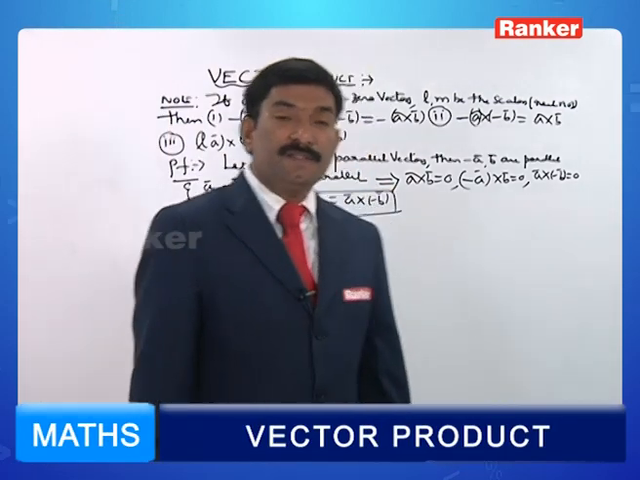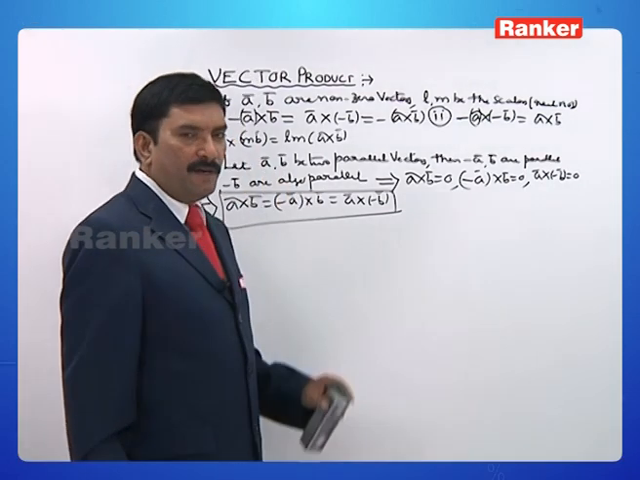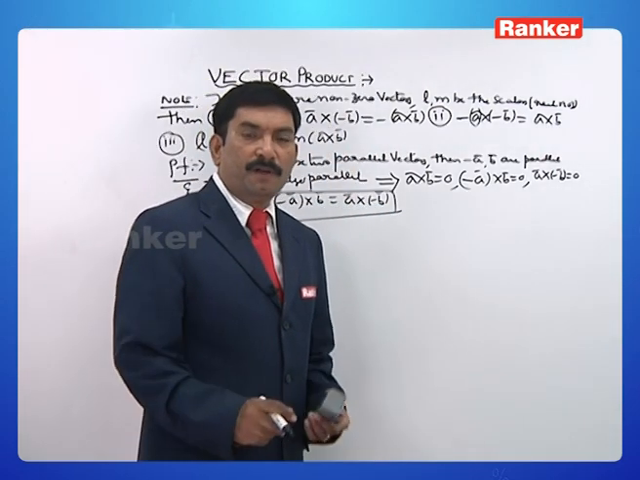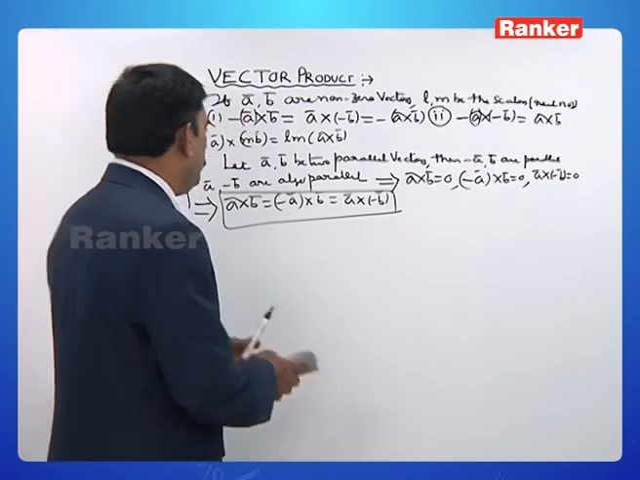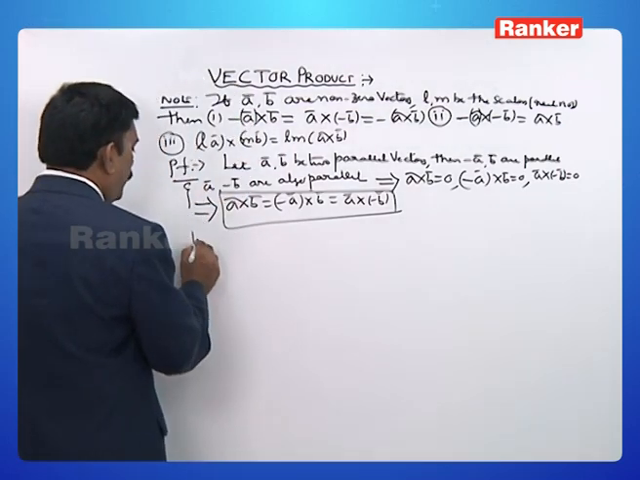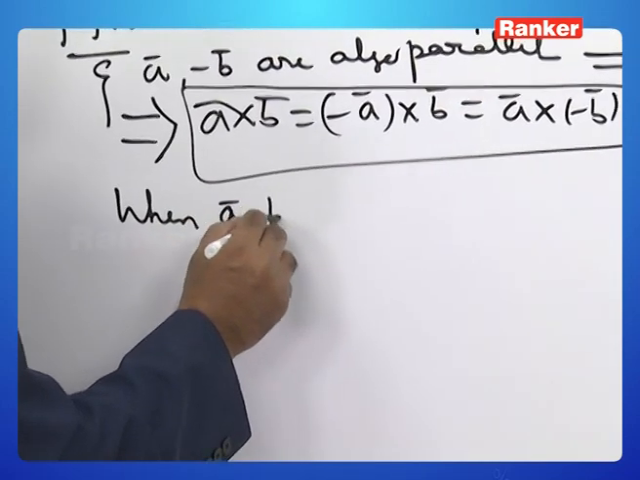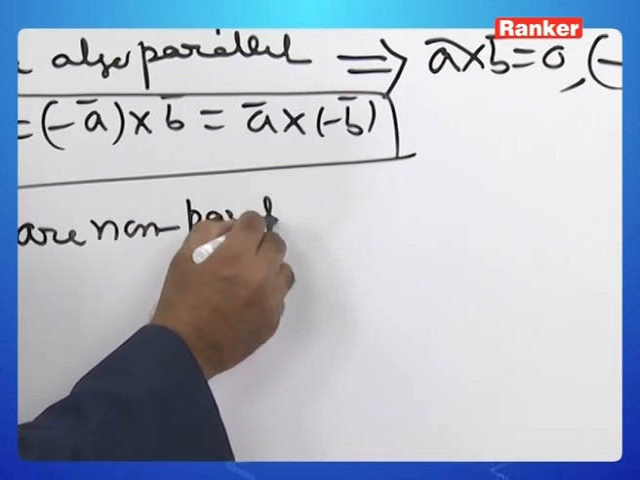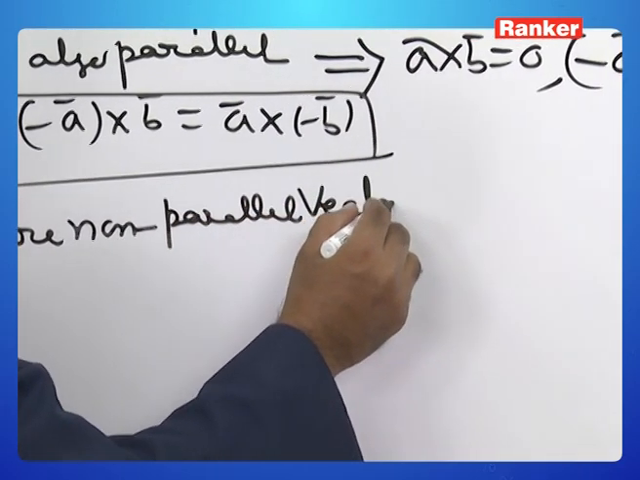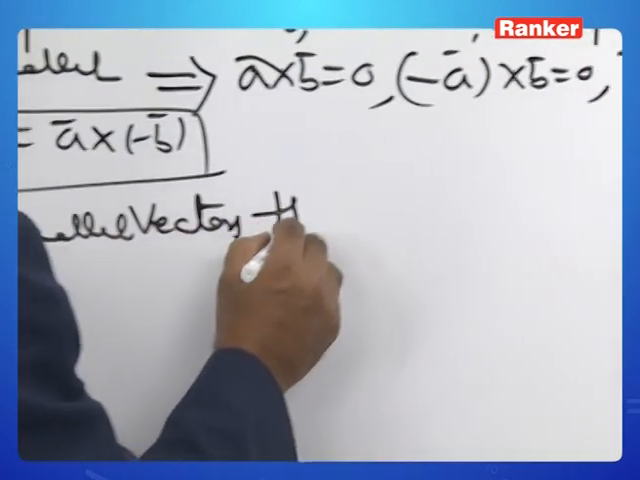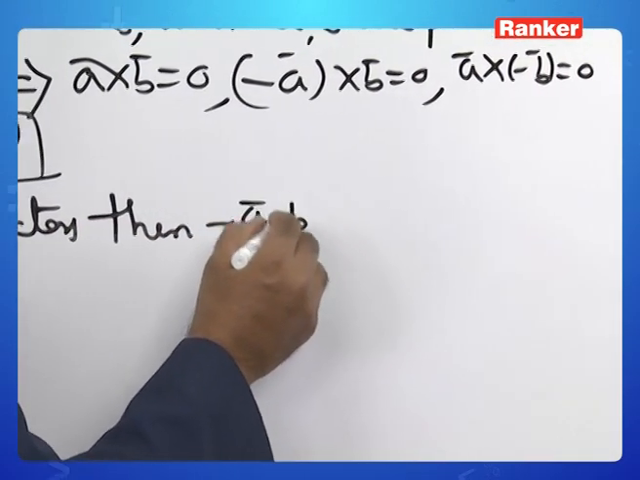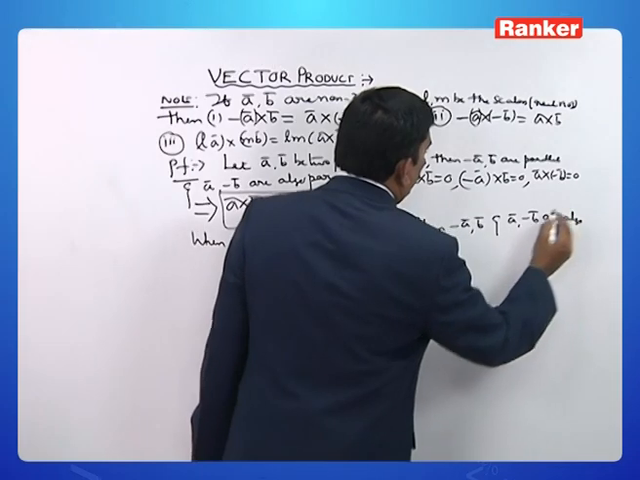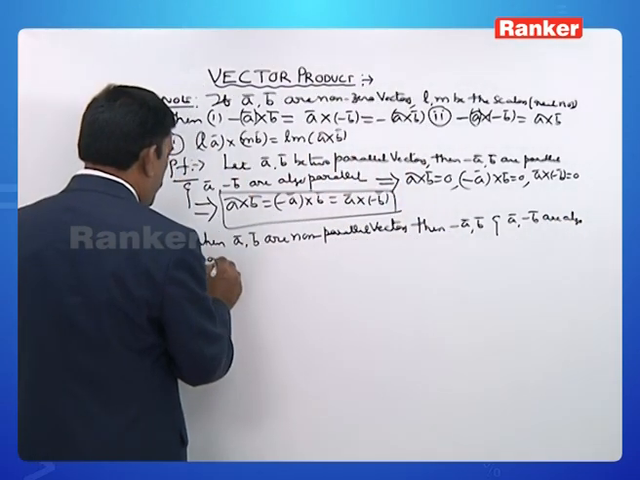We have proved this condition. Followed? Let us see what happens when A bar and B bar are non-parallel vectors. When A bar, B bar are non-parallel vectors, then minus A bar, B bar and A bar, minus B bar are also non-parallel vectors.